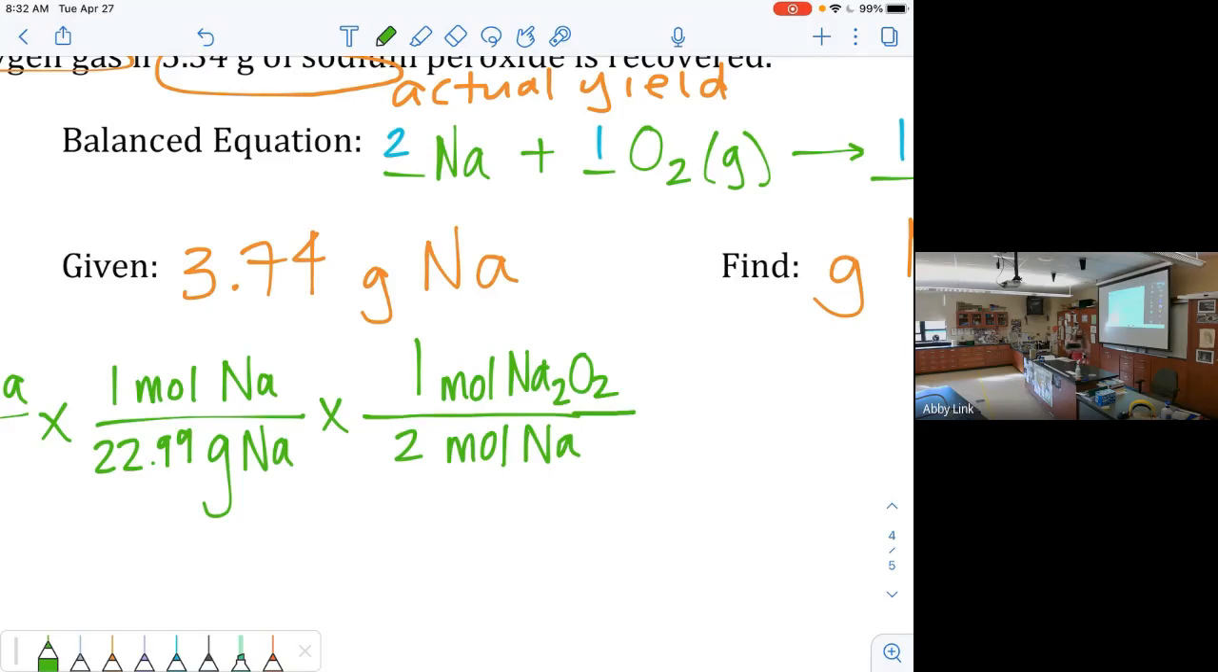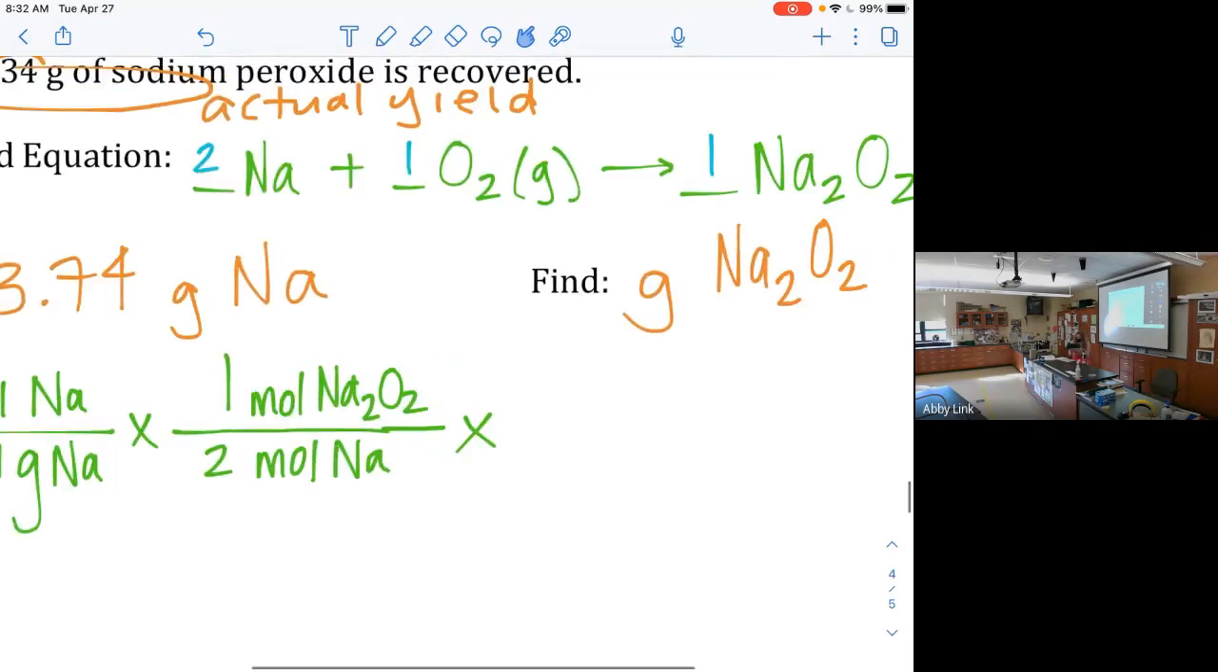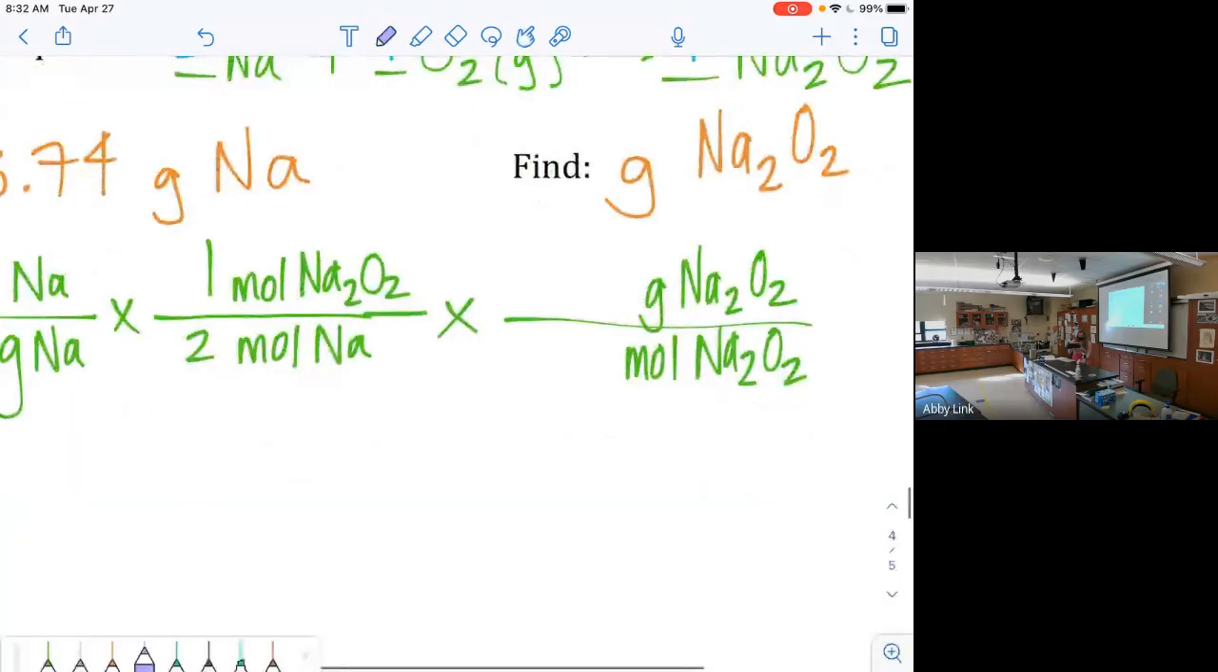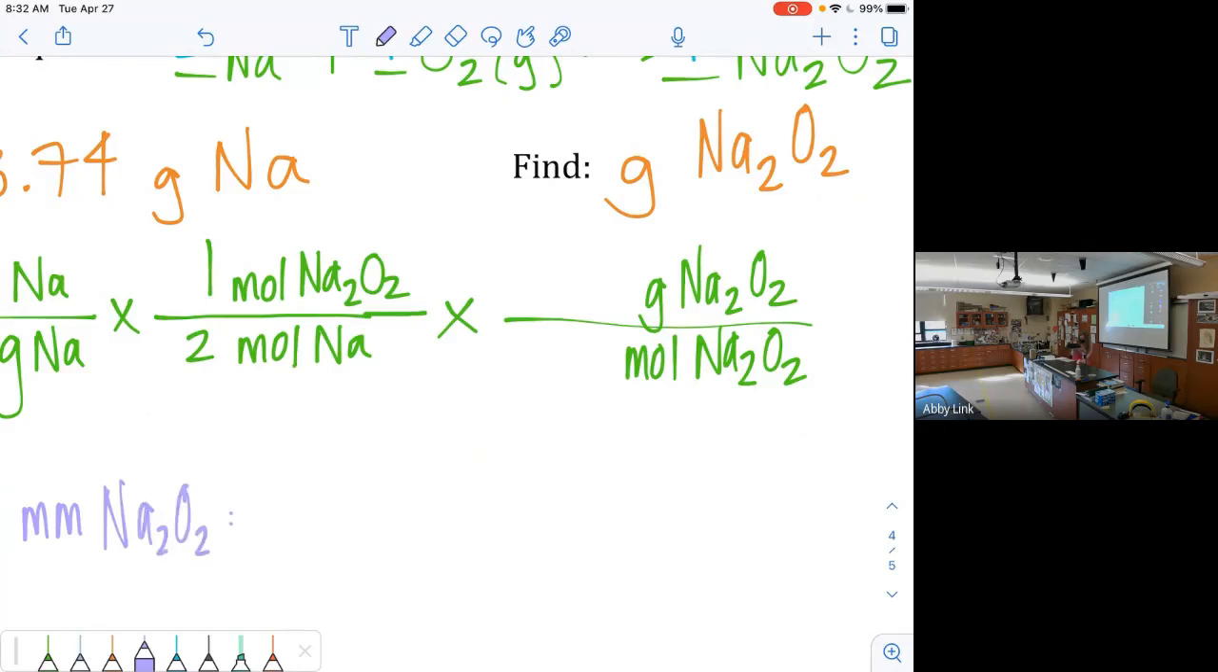All right, I can't stop here because I need grams, so I got to keep going. One more step. I'm going to go ahead and follow suit with the units. So I'm going to put moles of sodium peroxide in the denominator and then grams of sodium peroxide on the top. Again, as soon as I see that grams there, this has got to be molar mass. All right, so just slide this up. We'll go ahead and calculate the molar mass for sodium peroxide. Should be pretty straightforward, right?